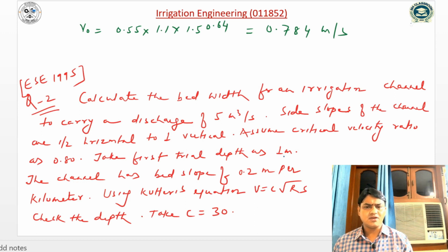If it is not given, then by thumb rule, if the discharge lies between 0 to 20 meter cube per second, we can take the trial depth as 1 meter. And the bed slope is 0.2 meter per kilometer. Using Kutter's equation, V is equal to C root RS, check the depth, take Chezy's coefficient as 30.